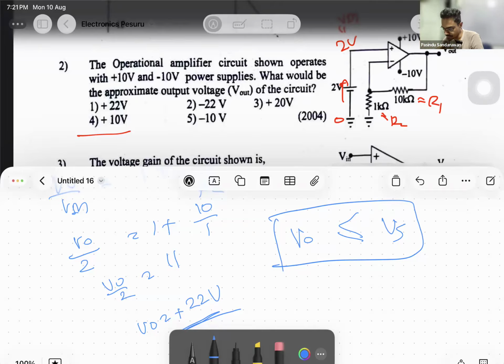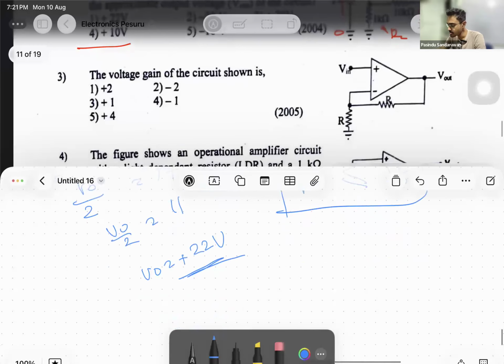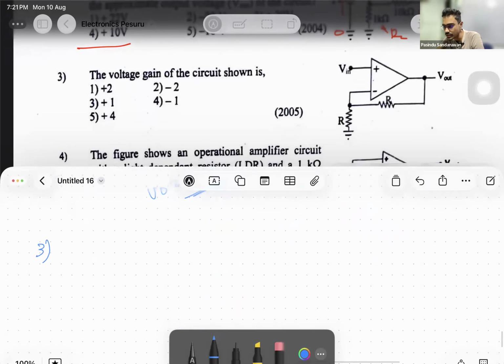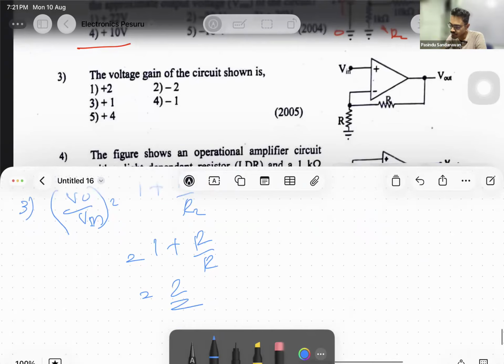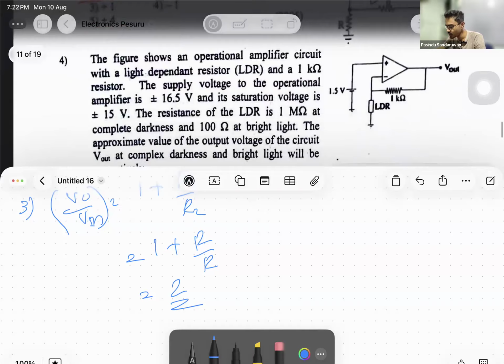Okay. Next, third one. The voltage gain of the circuit shown is, right? Again, this is the standard non-inverting amplifier. Vout to Vin is 1 plus R1 over R2. Closed loop voltage gain means Vout to Vin, then 1 plus R over R, and R over R is 1. So it is 2. Nothing to do. It is 2, option 4.